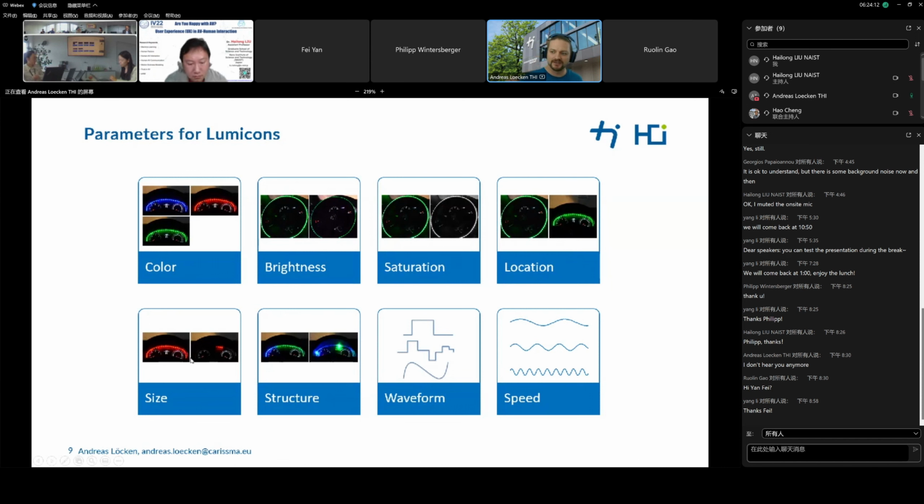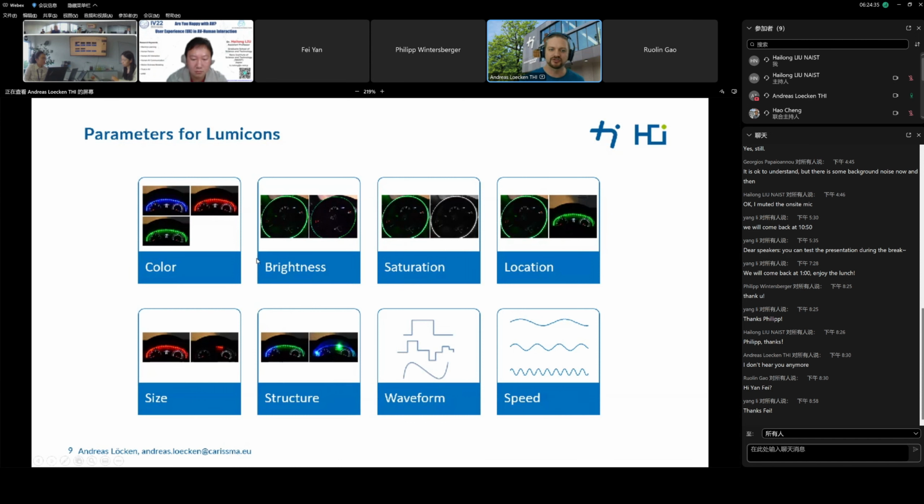Sometimes you see some small lights moving around the vehicle to communicate something. Think of KITT from the 80s maybe. You can use the structure, which may be a strange term, but like have some lights here and some different kinds there. That would be something that I would call structure. You can change the waveform.